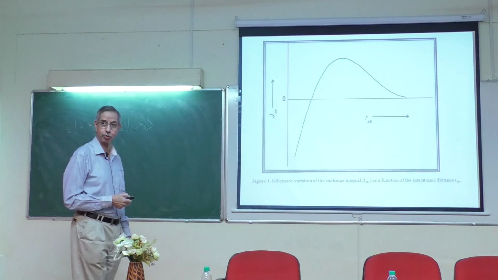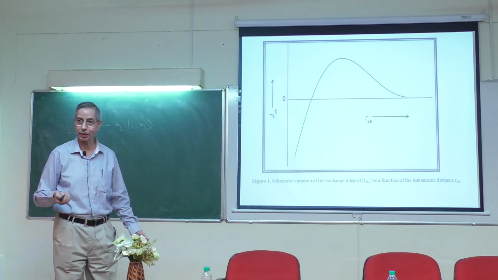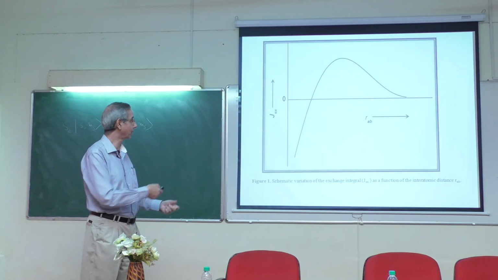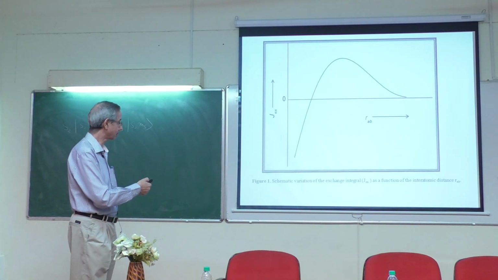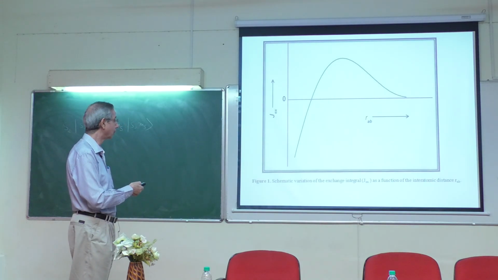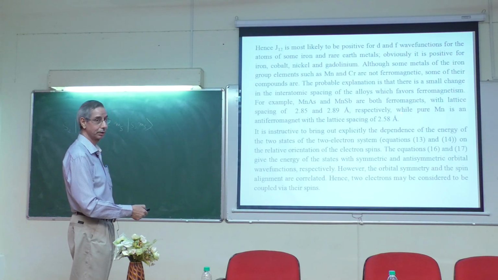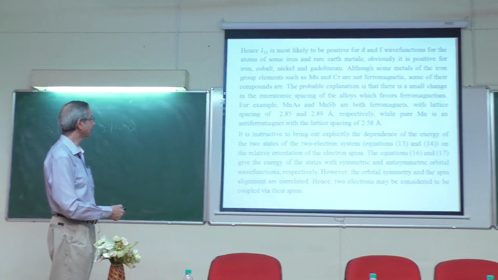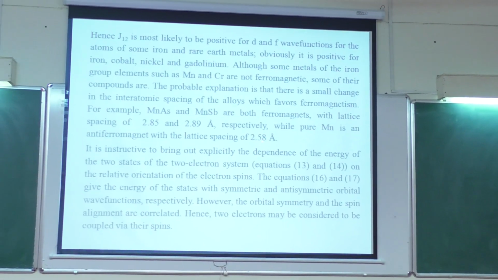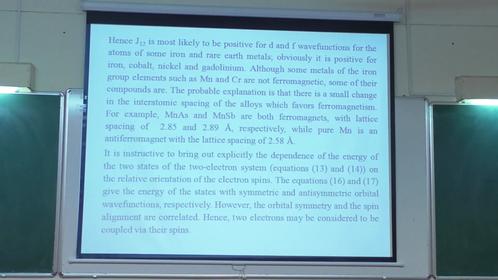But then, if you alloy manganese, or you go for Heusler alloys, then obviously the manganese distance increases, or you have manganese arsenide or antimonide. If you are dealing with manganese arsenide and manganese antimonide, they are both ferromagnets, with a lattice spacing of 2.8589. Whereas if you take pure manganese, the spacing is 2.58 angstroms, which lies below the critical distance.